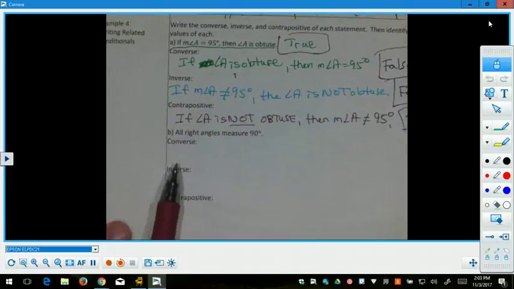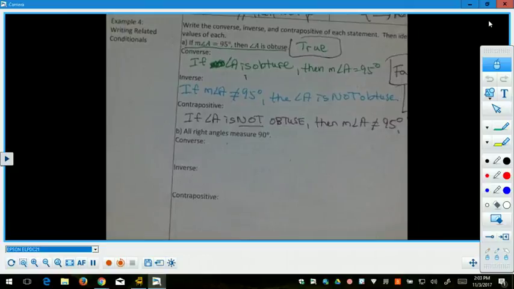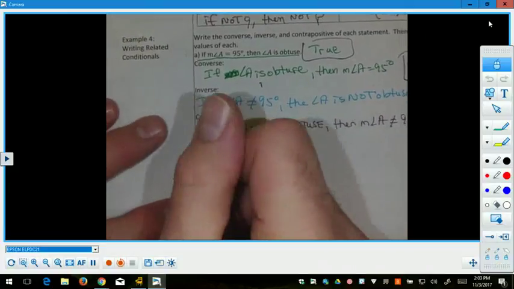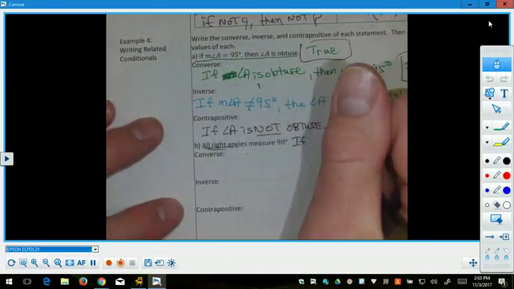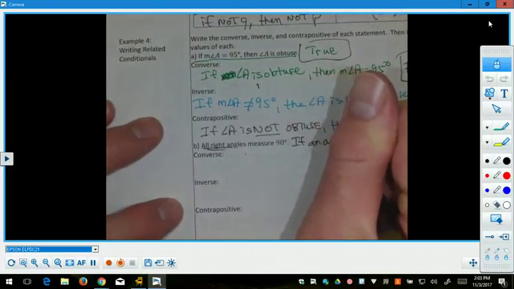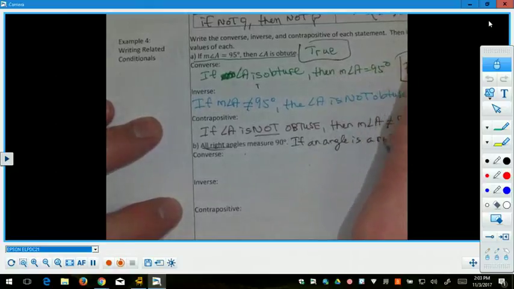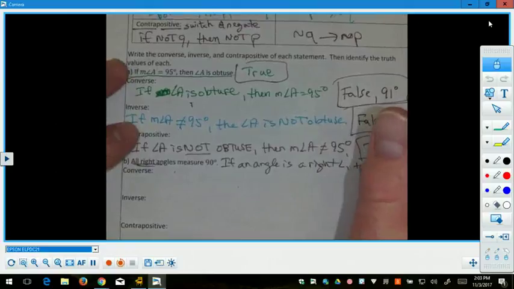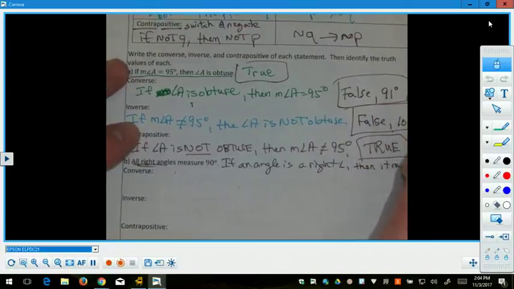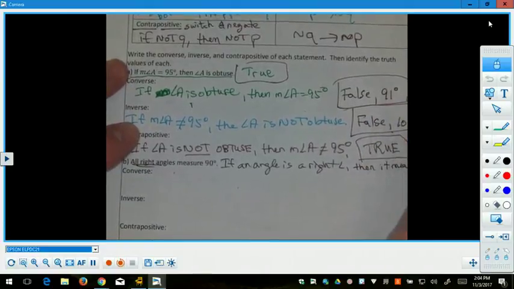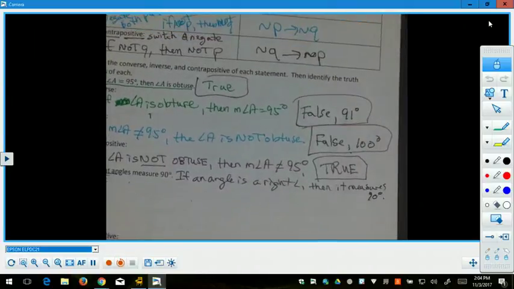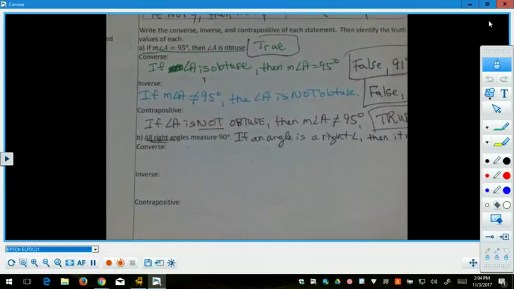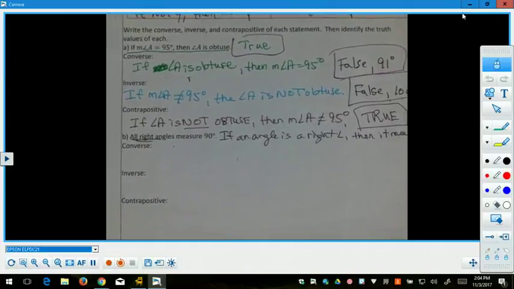All right, please pause the video and take a moment. First off, let's write this together as an if-then sentence. It says all right angles measure 90 degrees. So we can say if an angle is a right angle, then it measures 90 degrees. So I'm going to ask you to find the converse, inverse, and contrapositive of that statement and determine their truth value.